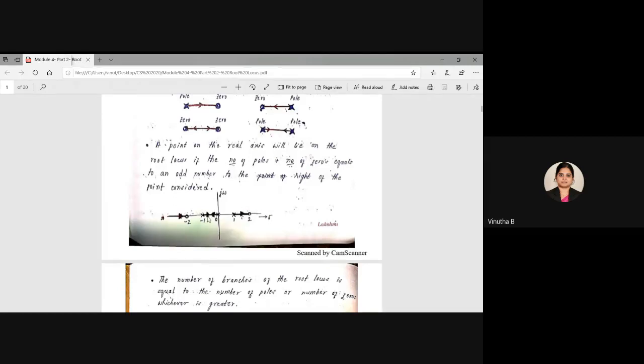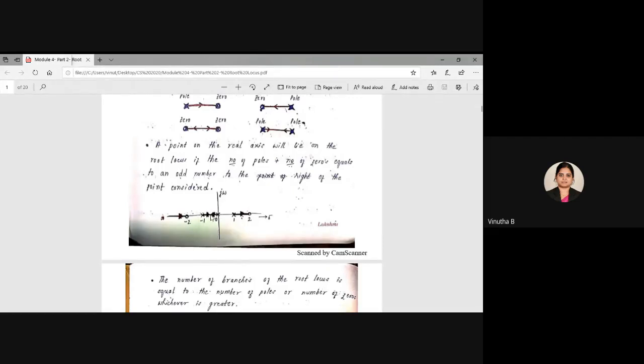So if you consider only these two, and there is a test point in between -2 and -1, and you look towards the right of it, there are two poles and no other zeros: there is a pole at -1 and a pole at 0. In that condition, the point does not lie on the root locus.